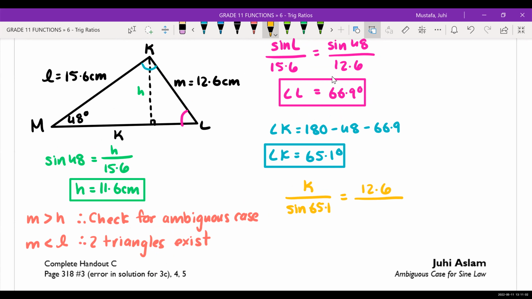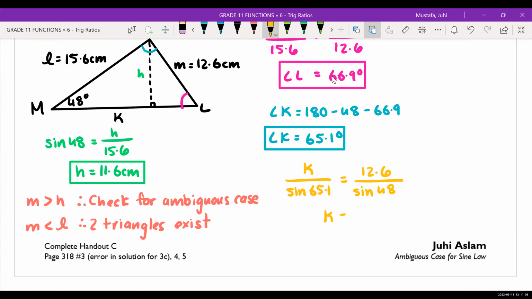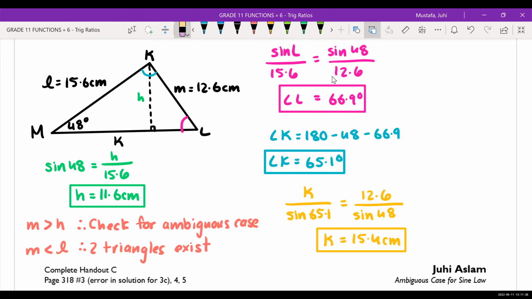12.6. You guys are probably going to be so sick of sine law after this that you'll probably forget how to do cosine law. 12.6 times sine 65.1 divided by sine 48 is going to give me 15.4 centimeters. Okay, I'll just pause here so you guys can check your first 3 measurements with mine. Let me know if it's correct or if I did something wrong.